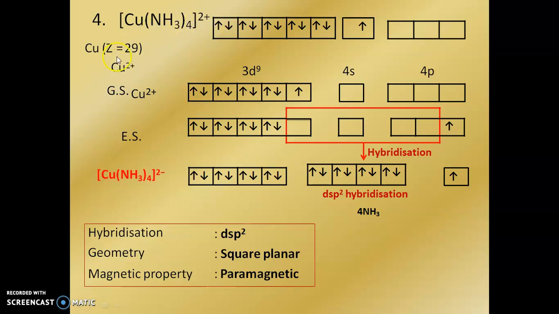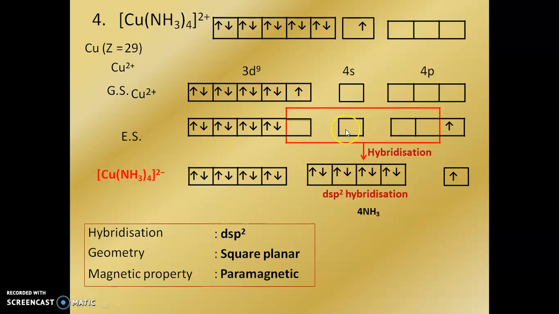Next, see [Cu(NH3)4]2+. In this complex, copper is in the +2 charge. Okay, so here 3d9 4s0. The unpaired electron goes to the p orbital in the excited state.